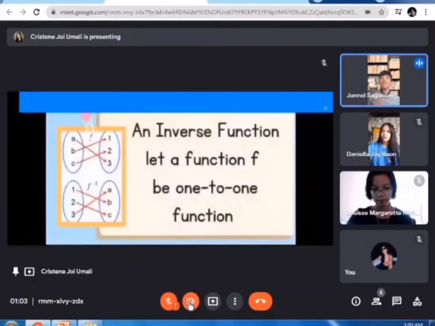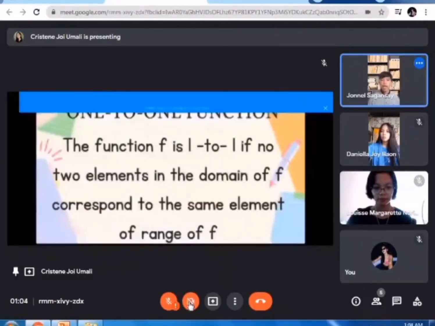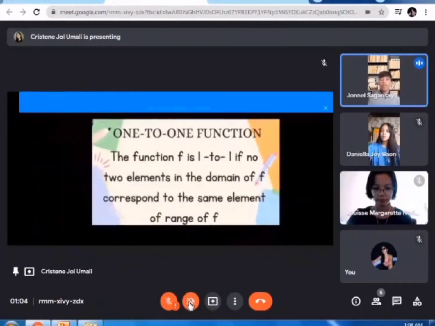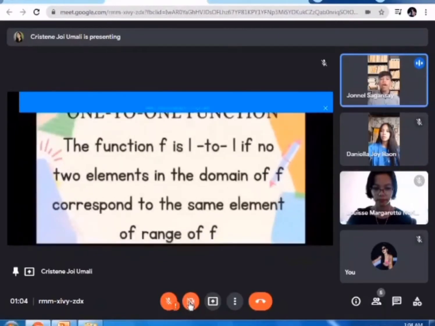An inverse function: let a function f be a one-to-one function. The function f is one-to-one if no two elements in the domain of f correspond to the same element of the range of f.